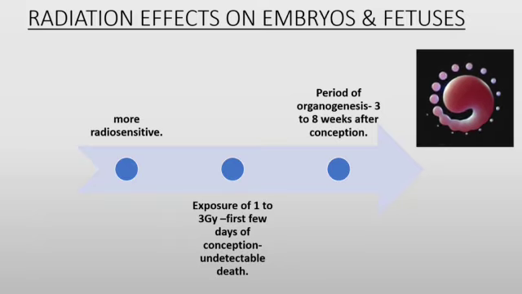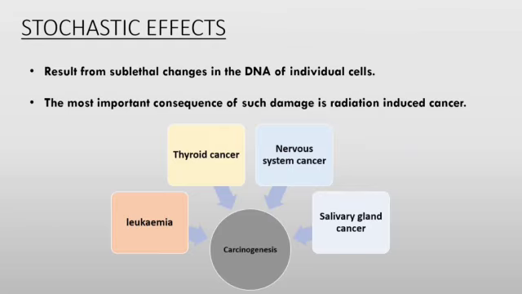Stochastic effect results from sublethal changes in the DNA of individual cells. The most important consequence of such damage is radiation-induced cancer. Radiation causes cancer by modifying DNA, as we saw earlier, by base substitution, insertion and deletion of bases, rearrangement caused by breakage and abnormal rejoining of DNA strands, changes in the copy number of DNA segments, and mutation involving growth regulating genes. In principle, even one radiation photon may initiate cancer formation.